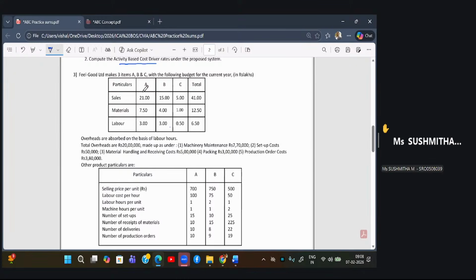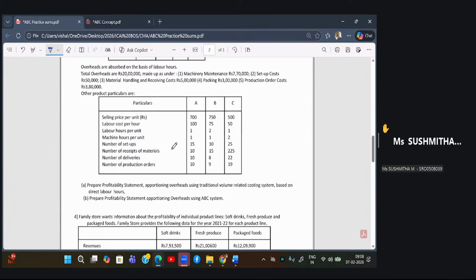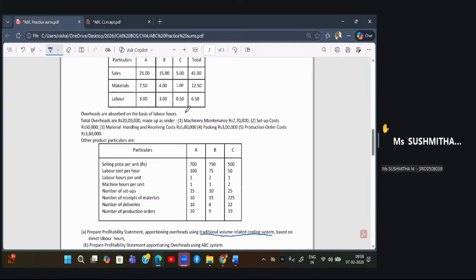Yes, Sushmita. So as per my understanding, the first part, under traditional, question A is for the traditional method where we are taking the total overheads like the department-wise machine maintenance, setup cost and all. We are taking it into ratios and dividing it. No, no, no. One second.